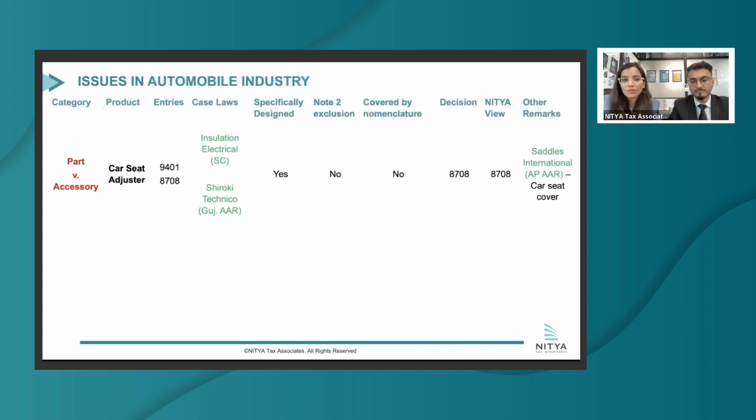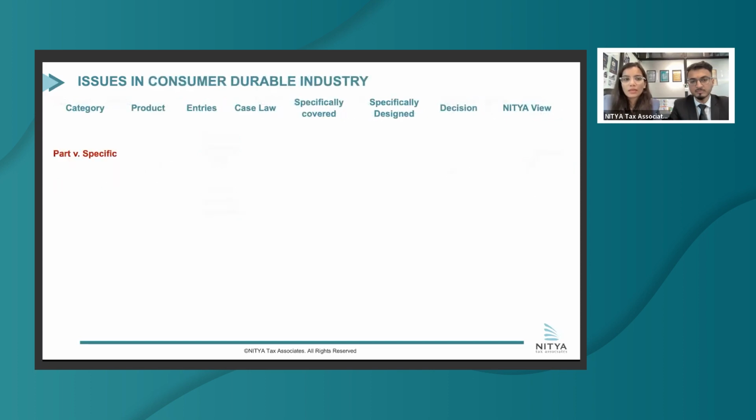Now, this was with respect to the automobile industry. Now we'll quickly come to the consumer durable industry. So again, a part versus specific dispute is there. Recently, there was a case of Videocon for LCD panels. The contesting entries were 9013 and 8529. 9013 covers specifically the LCD panels and 8529 covers parts of monitors, etc.